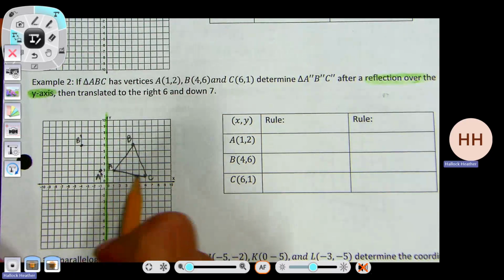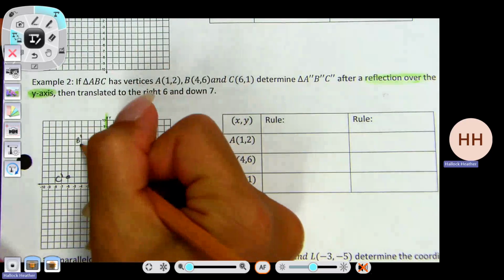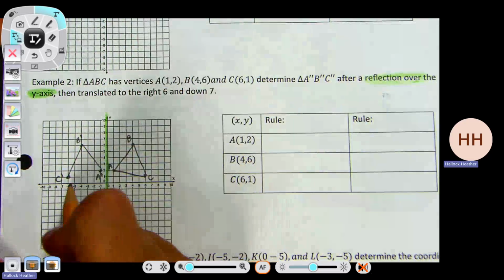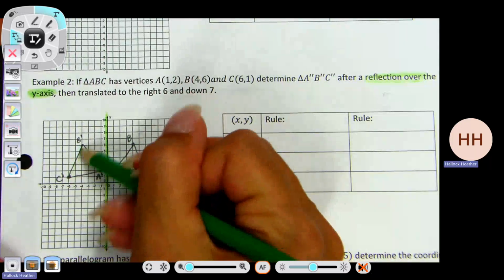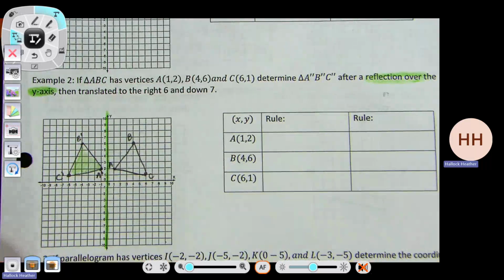So a reflection just ends up the same, just flipped on the other side. So it kind of looks like Halloween, like little eyeballs on a pumpkin.